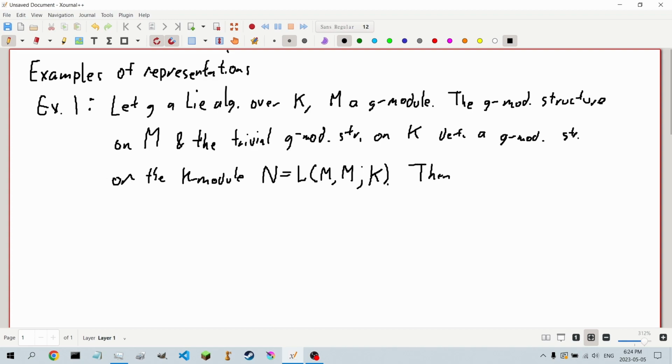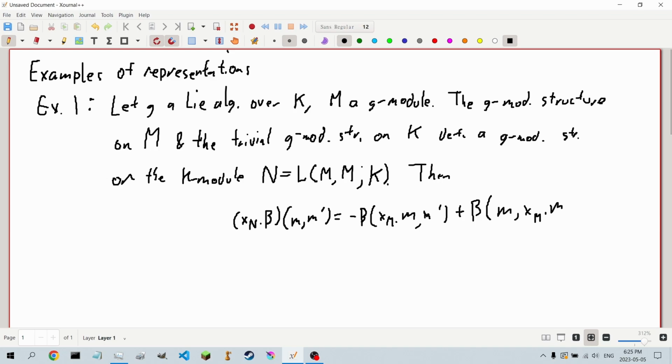Then we have that the action of X on N, on some function beta in N, on two elements m and m prime is equal to negative beta of xm, acting on the first element, with the second, plus, and the positive is, that should be m prime, sorry, beta of m, x m prime.